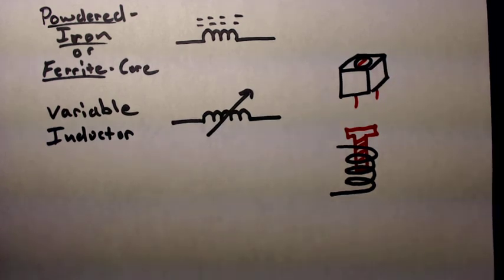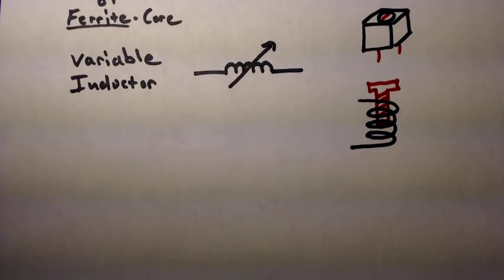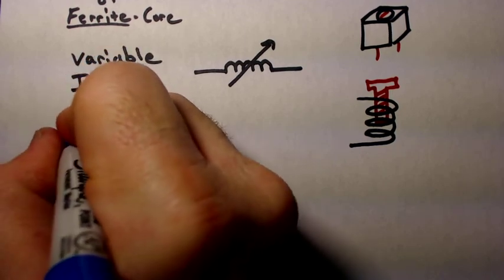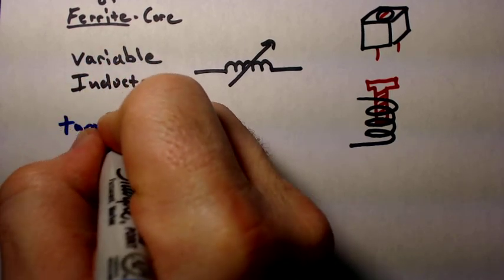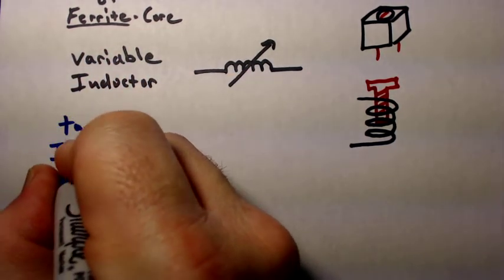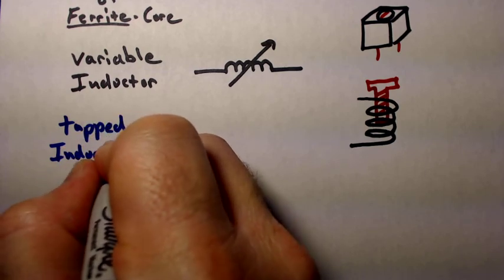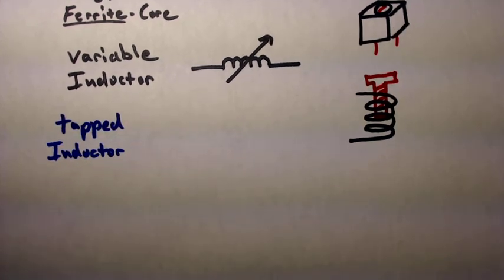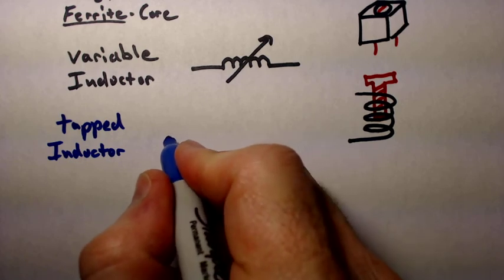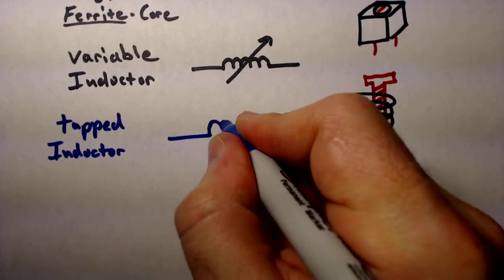Okay, enough about variable inductors. Let's talk about another variable inductor. This one is the tapped inductor. Don't know why I switched to blue. I just did.